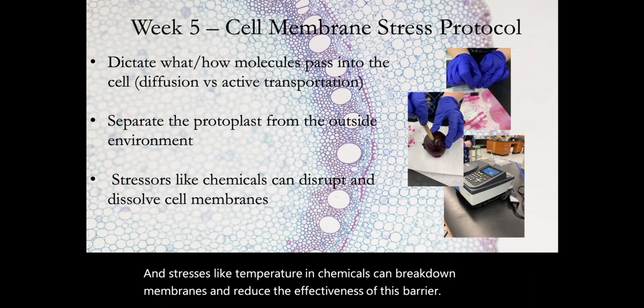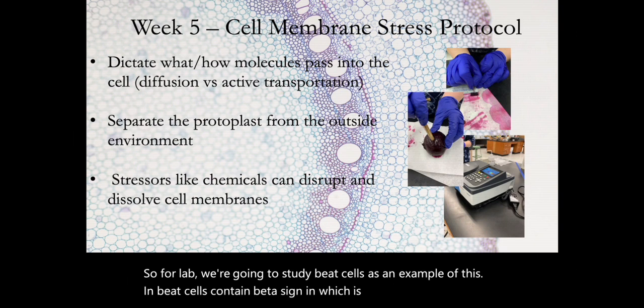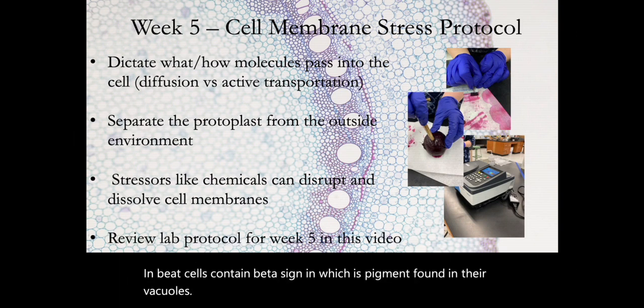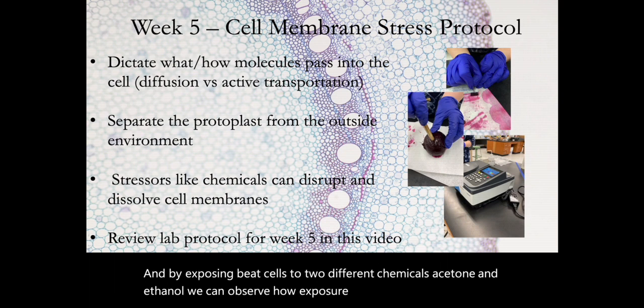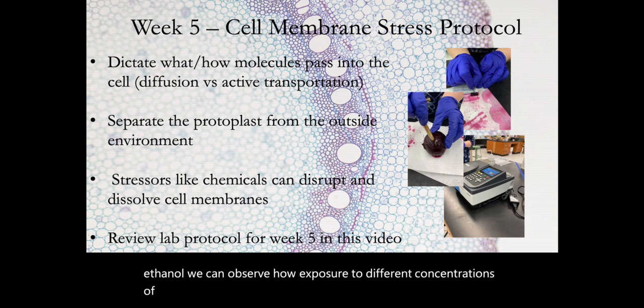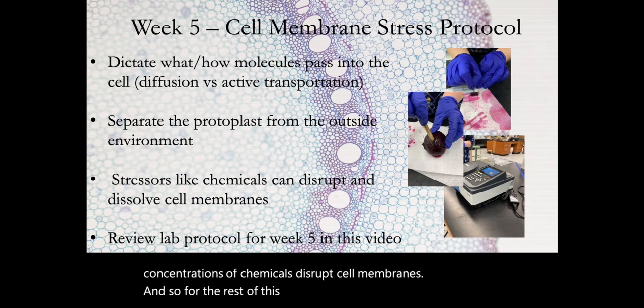So for lab, we're going to study beet cells as an example of this. And beet cells contain beta-cyanin, which is a pigment found in their vacuoles. And by exposing beet cells to two different chemicals, acetone and ethanol, we can observe how exposure to different concentrations of chemicals disrupts cell membranes. And so for the rest of this video, we'll review the protocol and specific steps involved for this week's lab.